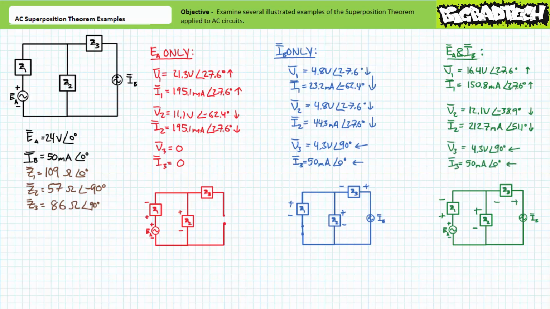Finally, given only source IB has any influence on impedance element Z3, V3 is found to be 4.3 volts at an angle of 90 degrees, where assumed polarity is positive to negative, right to left. I3 is 50 milliamperes at an angle of 0 degrees, traveling right to left. Alright, I believe we've accomplished our desired goals and can move on to our final illustrated example problem.